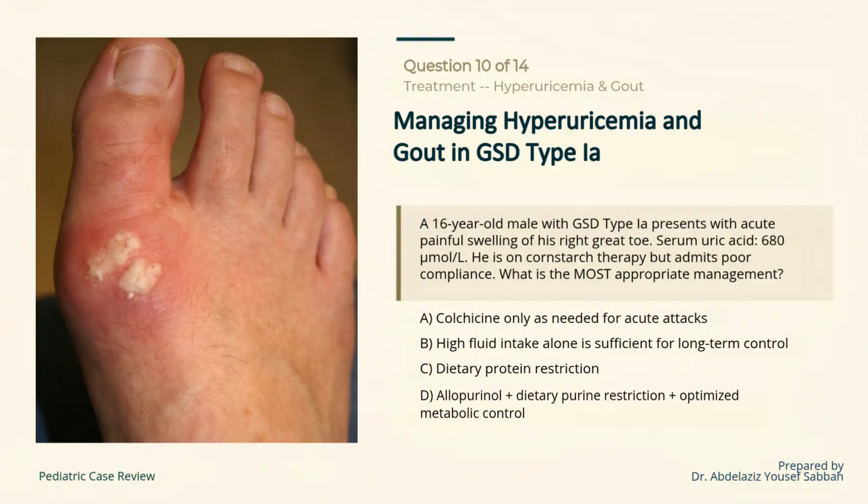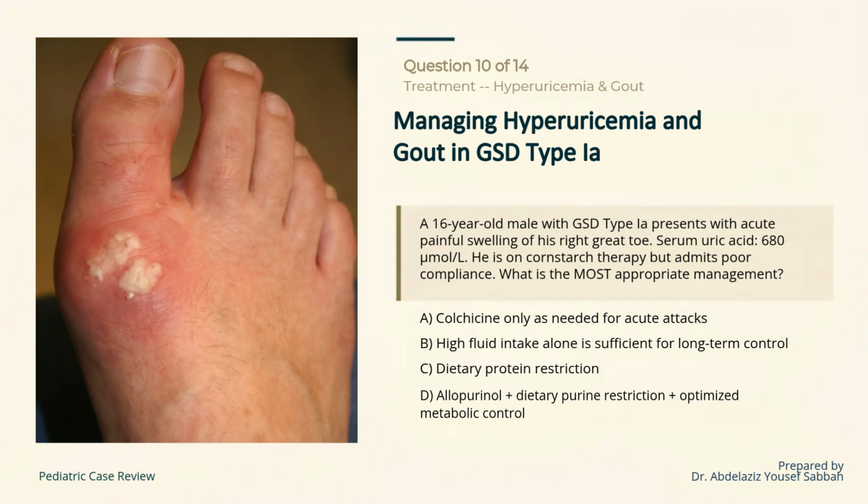Question 10. A 16-year-old male with glycogen storage disease type 1A presents with acute painful swelling of his right great toe. Serum uric acid is 680 micromoles per liter. He is on cornstarch therapy but admits poor compliance. What is the most appropriate management?